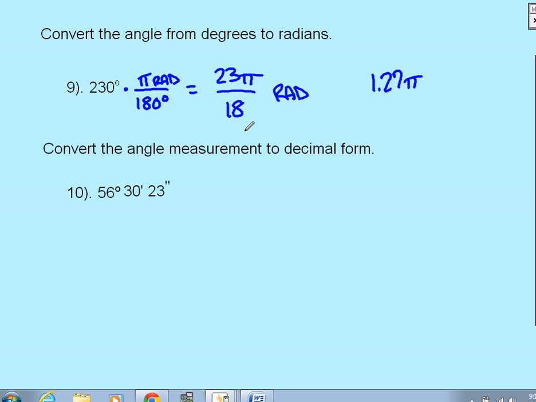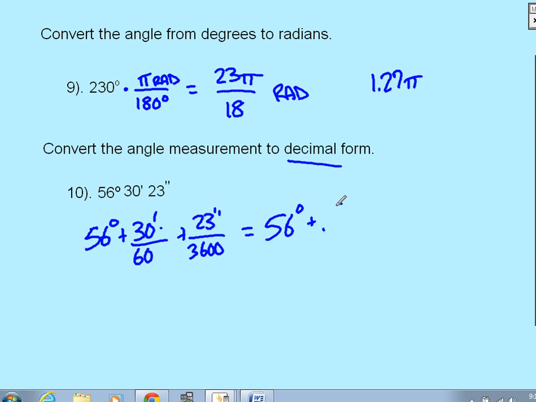For number 10, what we do here is we split it up. We need to go into decimal form. So we're already in 56 degrees. That's good. I need to get 30 minutes into degrees. Well, 30 minutes I need to divide by 60 to get it into a degree form. Same with the 23 seconds. If I divide that by 3600, then that will be in degree form. So when I add all those up, that's 56 degrees plus 0.5 degrees plus 0.00639 degrees. So combining it, 56.50639 degrees as your answer.